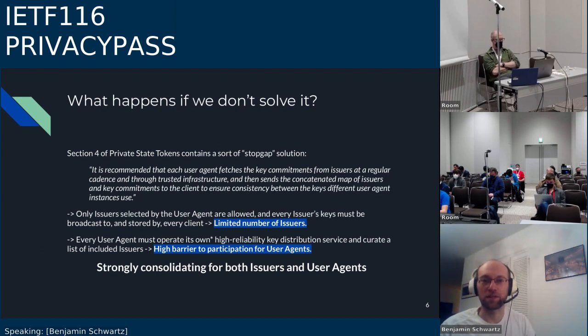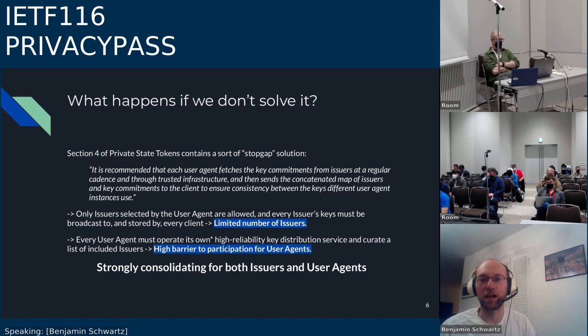It has a couple of important issues. One of them is that only issuers pre-selected by the user agent can be used, because each client is just checking its copy of the global broadcast database, and it's the user agent who's deciding who gets to be in that database. So this limits the number of issuers in two different ways. The user agent has to go through and approve all of these issuers, so they might not go find all of the long tail of potential issuers. And even if they were willing to do that, that would create potentially a very large map of all of the issuers in the world, which then has to be broadcast to all of the clients in the world every time the keys rotate. So it's, for technical reasons, limited to a smallish number of issuers. And conversely, if you're trying to operate the user agent, this creates a high barrier to participating in the Privacy Pass ecosystem.